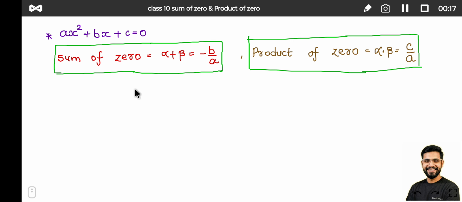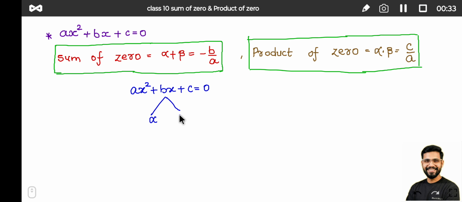The general form of a quadratic equation we can write as ax square plus bx plus c is equal to 0. We know that when we solve this equation we will get two answers, which we call zeros. Let's say one zero is alpha and the other zero, that means the answer, is called beta. You can say it is zero, solution, or the roots. So alpha and beta are the two roots, solutions, or zeros of this quadratic polynomial.